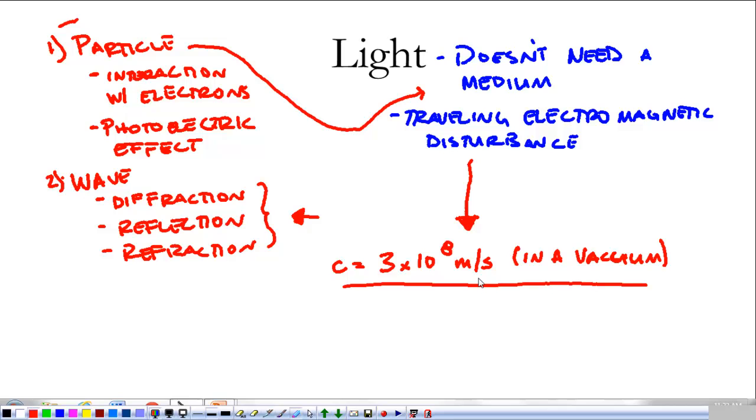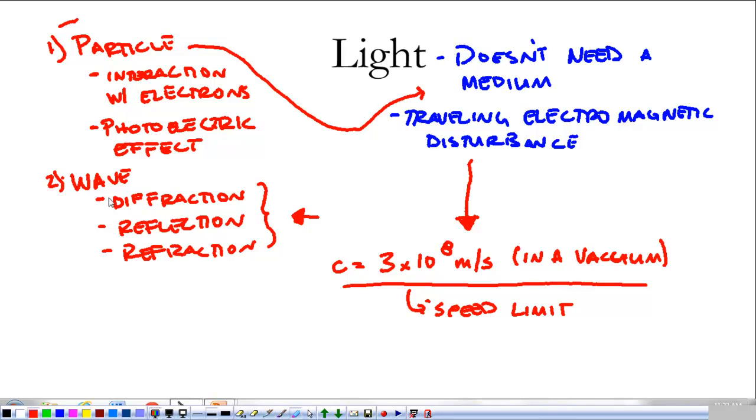As we travel through air or glass or water or diamond or a salt crystal or something like that, light's going to move slower. But in a vacuum, this is as fast as it gets. In fact, this is as fast as everything gets. This is our speed limit. Nothing can move faster than light. So, that's light in a nutshell.